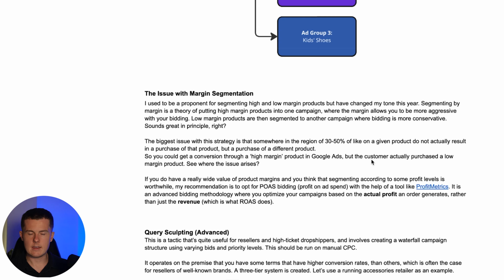If I see a catalog with a really, really wide variance in product margins, and I feel that it would be beneficial to split this up, something like POAS bidding, profit on ad spend, using a tool like Profit Metrics, is objectively a better course of action. It is more complex. It depends on your skill level as a media buyer, as an account manager, as a brand owner. But if you have a really wide variance in product margins, well, then maybe it is something to consider instead of the typical margin segmentation that you might hear.